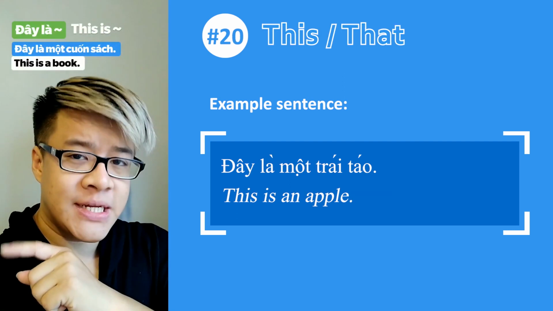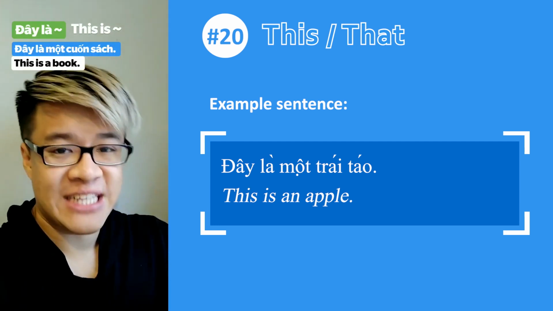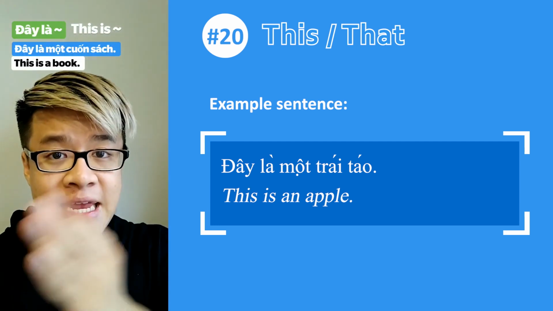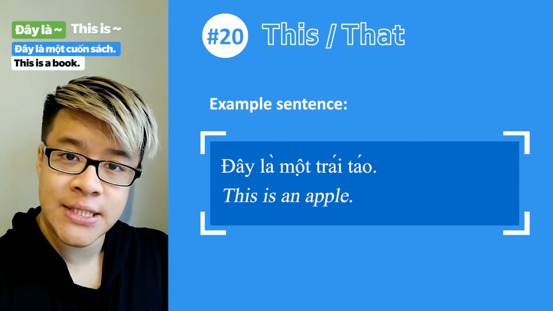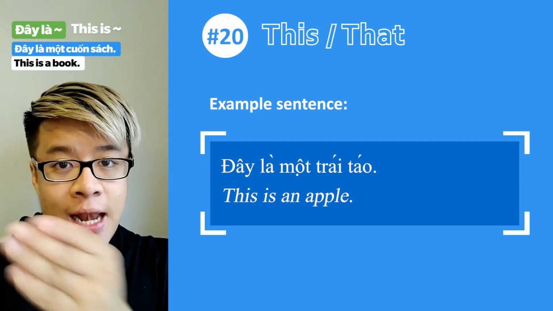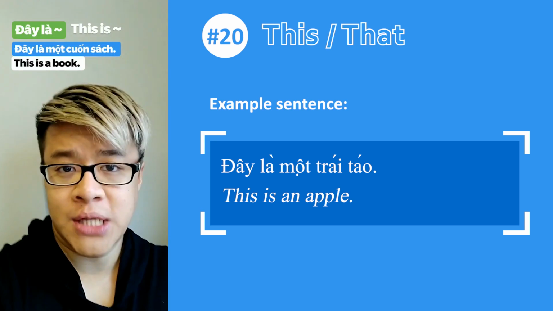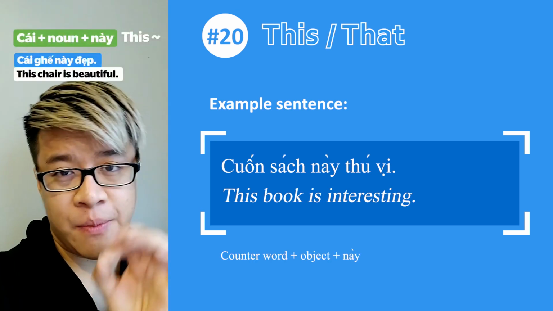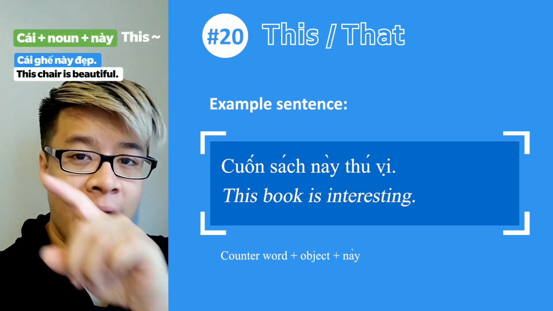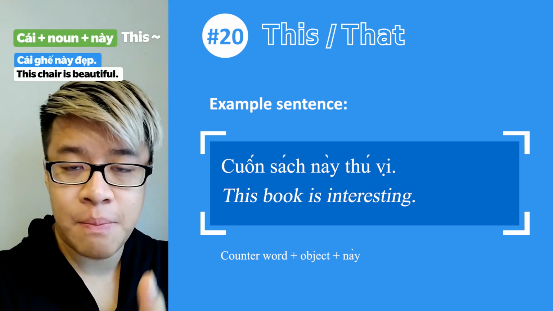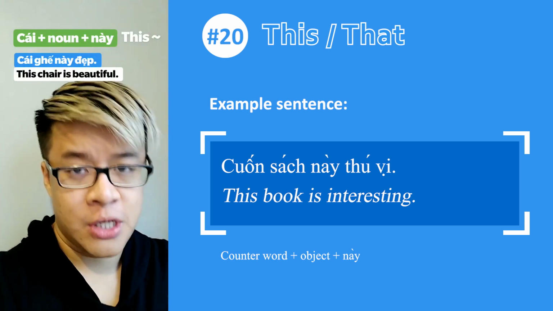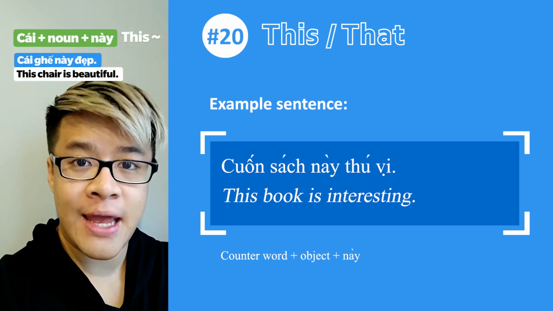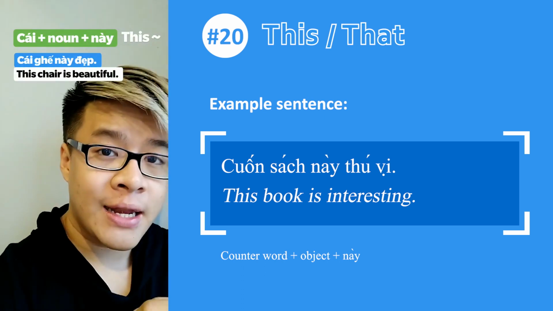Moving on to simple sentence structures. If you want to say this is something, you need to use the form đây là and then the object. For example, đây là một cuốn sách. Đây means this, là is the verb to be, một cuốn sách, a book. If you want to talk about something specific, you can use the counter word cái, plus the noun or the object, plus the word này, this. Cái này, for example, cái ghế này, this chair, cái ghế này đẹp.